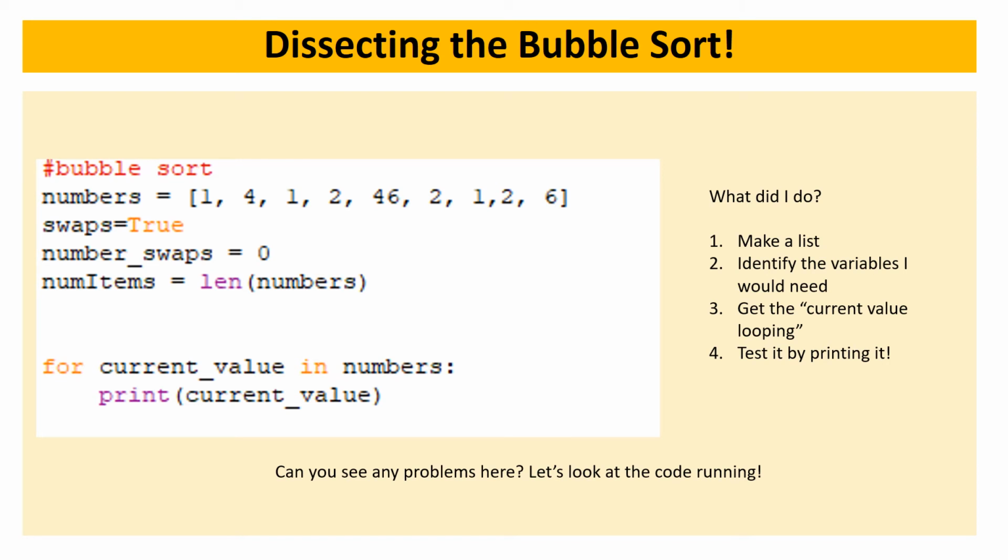I'm going to try it first. So I've created a for loop, and I wanted just to create a for loop just to print all the items in the array. So I've done for current value in numbers, print current value. Can you see any problems here?